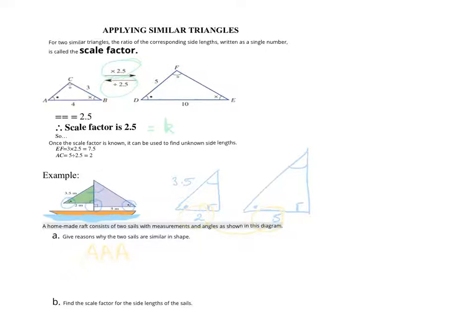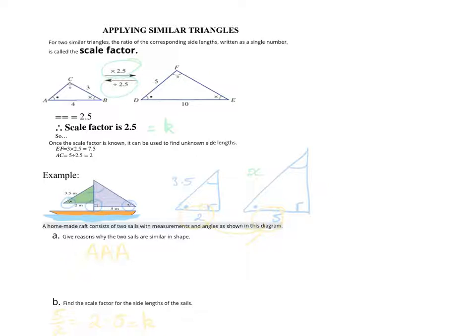Again, here are our corresponding sides. Bigger divided by smaller: 5 divided by 2 is 2.5. That's our K value. So to go from the smaller triangle to the bigger, we have to times by 2.5.